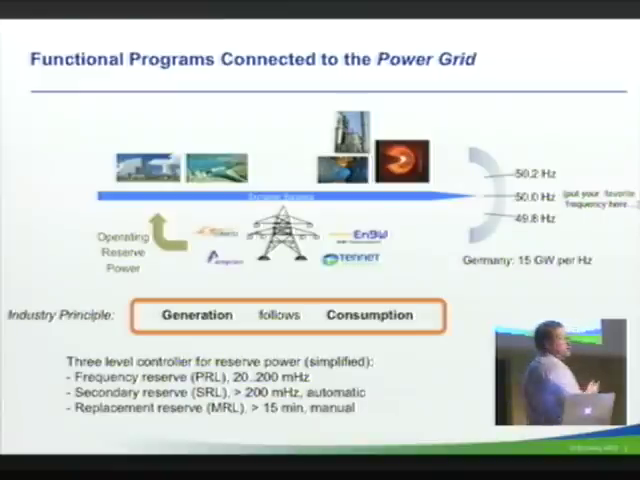And now what do you do if it's not in balance? You can use this lever. It's called operating reserve power, to balance it again, right? So these so-called TSOs, transmission system operators, hold an auction and they buy reserve power that they can use on demand.